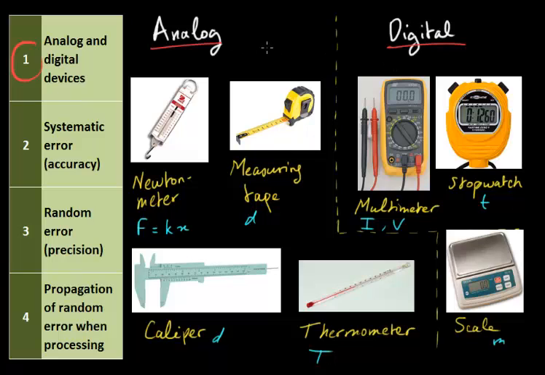So with this set of devices, these are the most basic devices, in fact, that we use in high school physics. And there's a fundamental difference in the raw uncertainty of the measurements that you do with analog and digital devices. Let's explain this with a quick example.